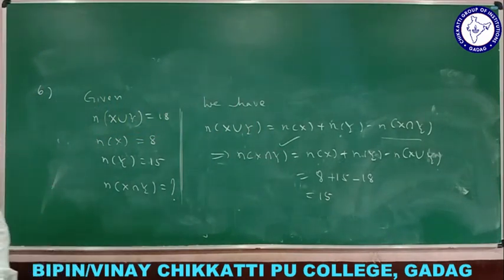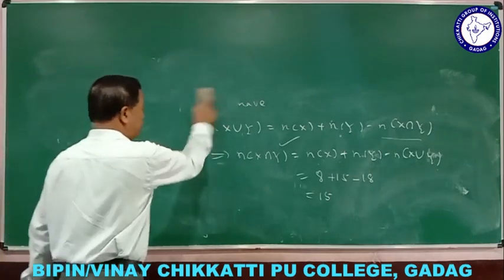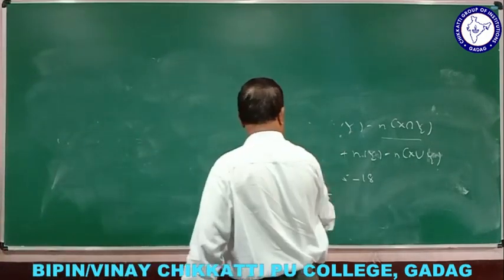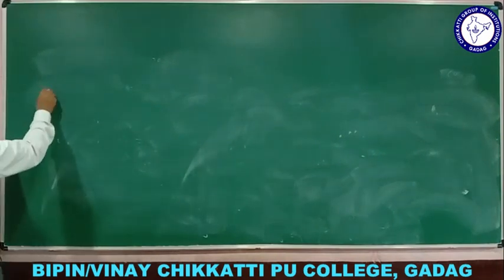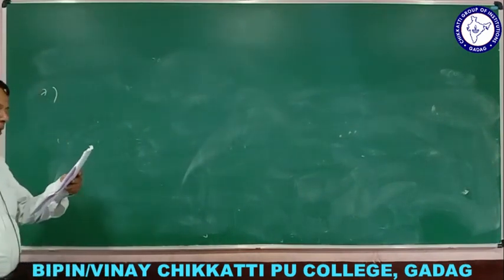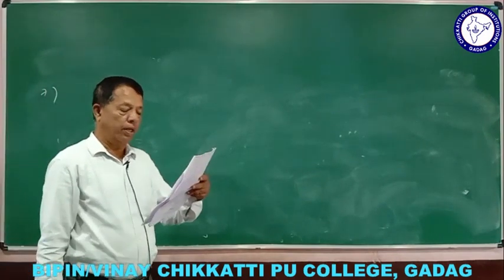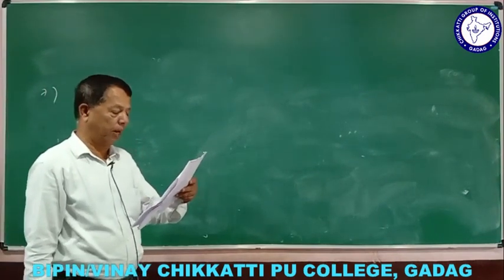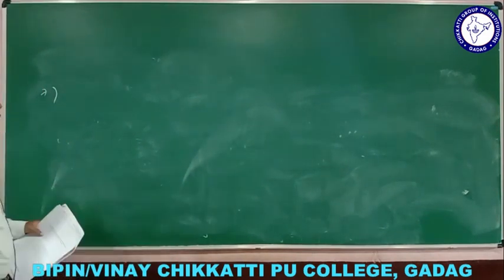Now I'm going to see the 7th problem, how we solve it. I read out the statement here, and I write only those things given in the statement, and also what is required to find out in this problem. So the next problem is the 7th problem. I read out here: in a committee, 50 people speak French, 20 speak Spanish, 10 speak both Spanish and French. How many speak at least one of these two languages?